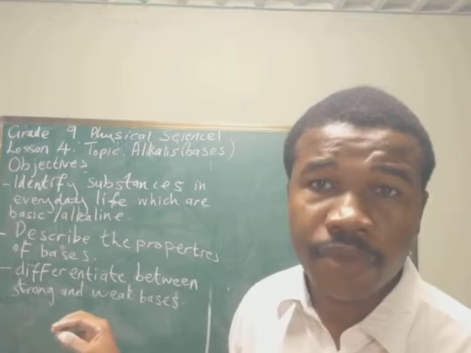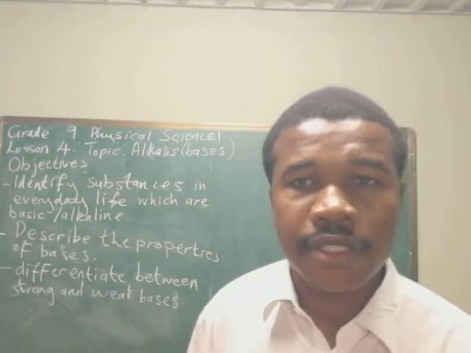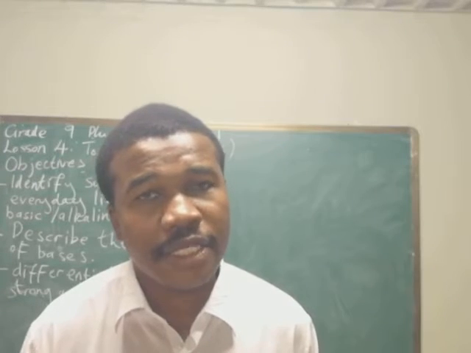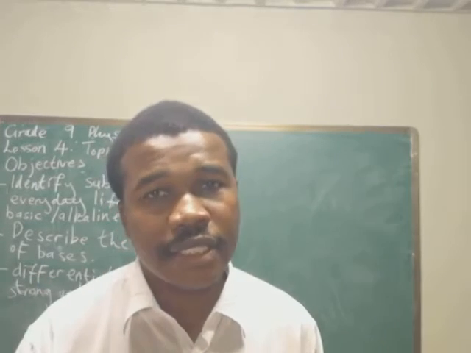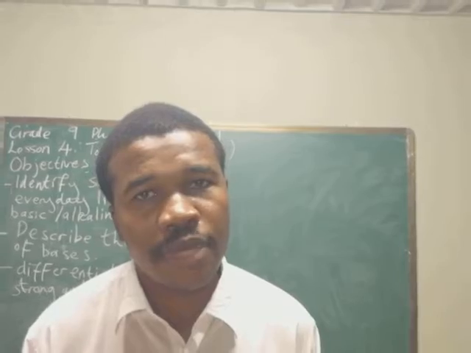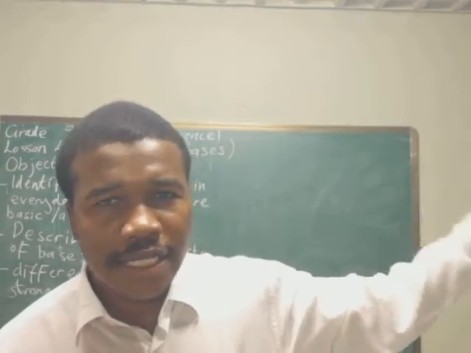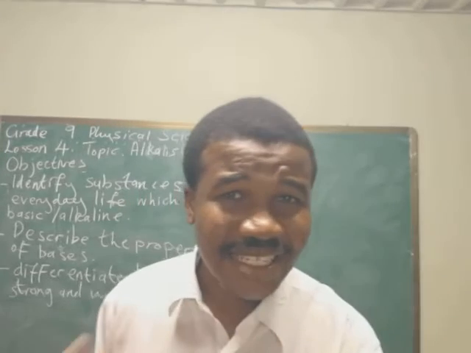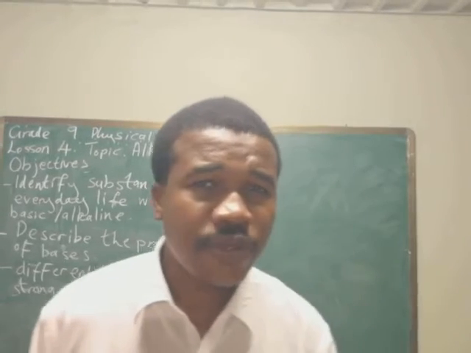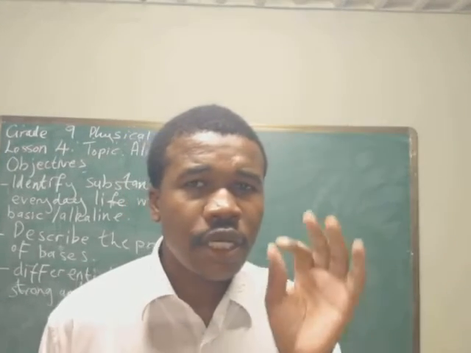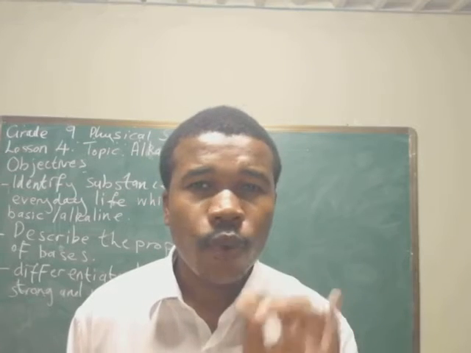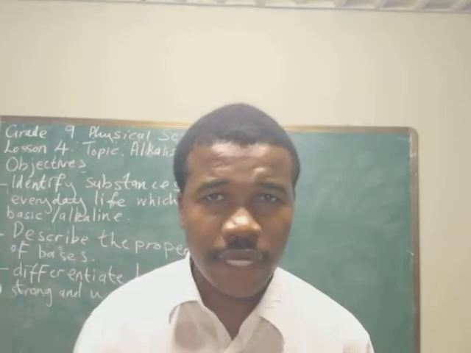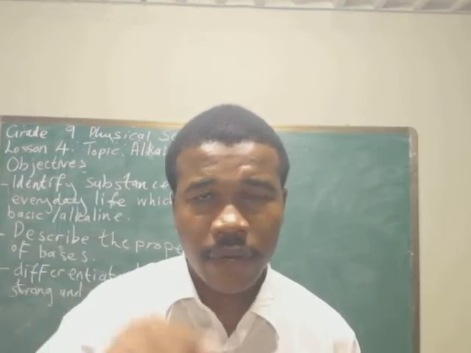Then I will also want us to look at the difference between strong bases and weak bases. We have weak bases and we have strong bases. The same way in the lesson for acids, we looked at strong acids and weak acids. That is the same thing that we're going to do here. We should be able to differentiate between strong bases and weak bases. It's going to be great. So look at these objectives again, and then I'll catch you just now.